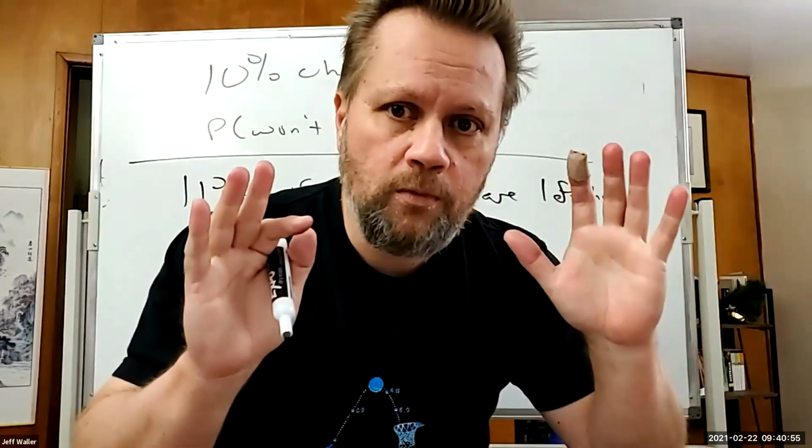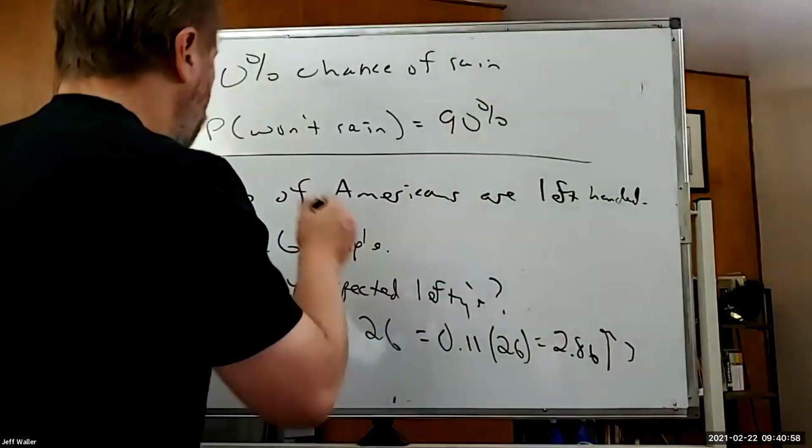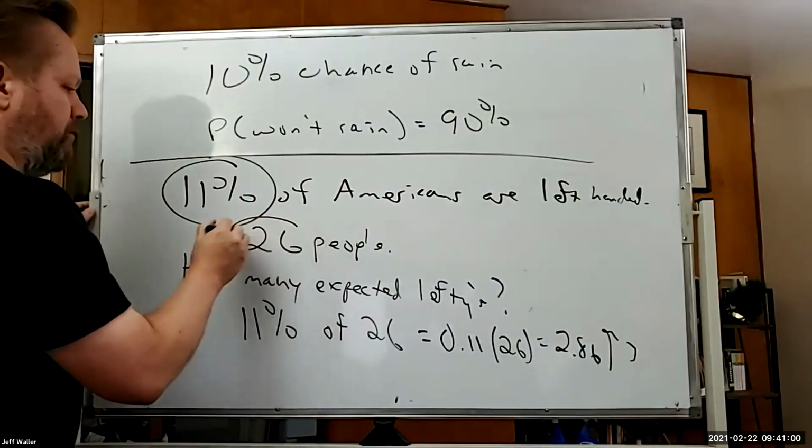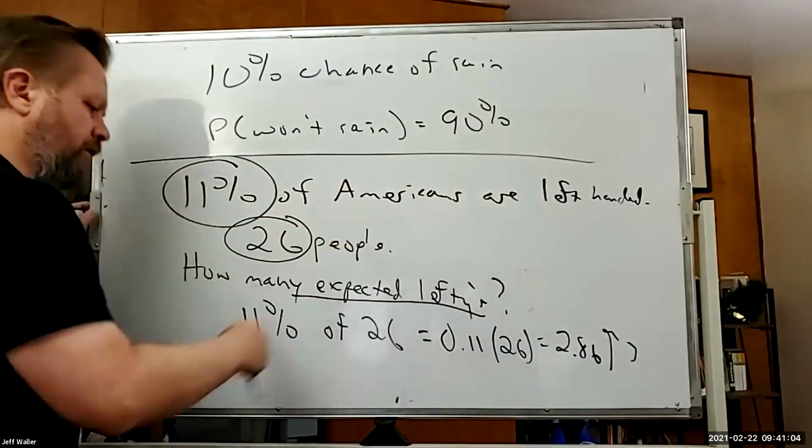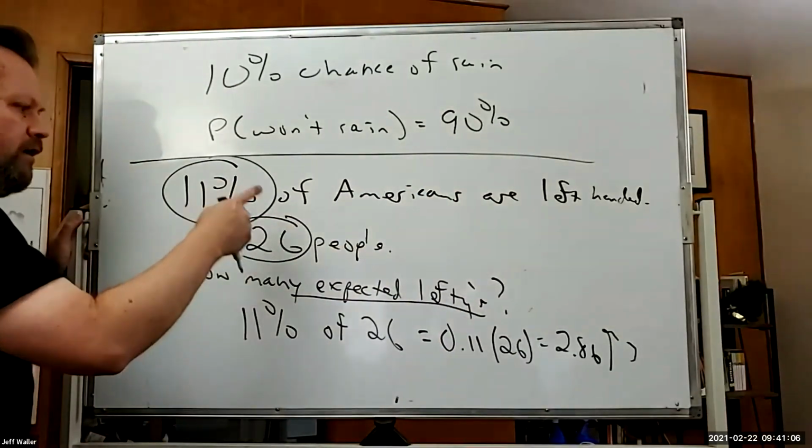The important thing here is there's a problem that sounds just like this in the homework. They give you a percentage. They tell you an amount of people, and they say how many are expected to do this. Well, this is how you do it. That percentage of the group of people.